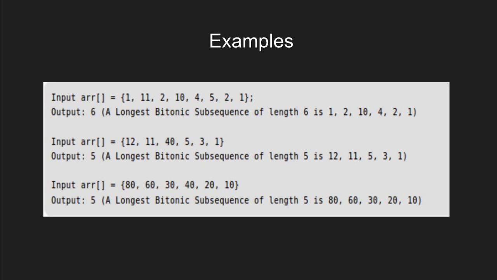Let's look at some examples. If the input array is 1, 11, 2, 10, 4, 5, 2, 1, then the output will be 6. The longest Bitonic subsequence is of length 6 and the sequence is 1, 2, 10, 4, 2, 1.